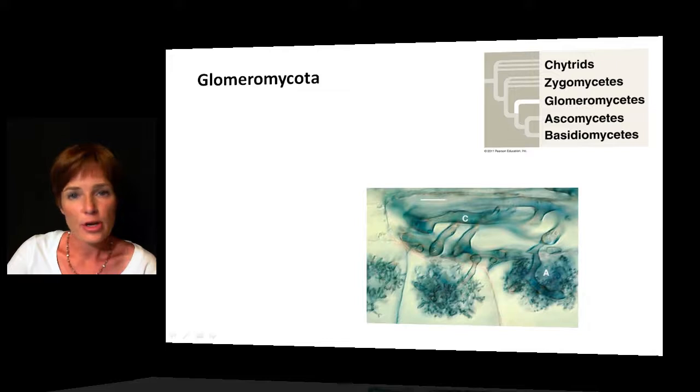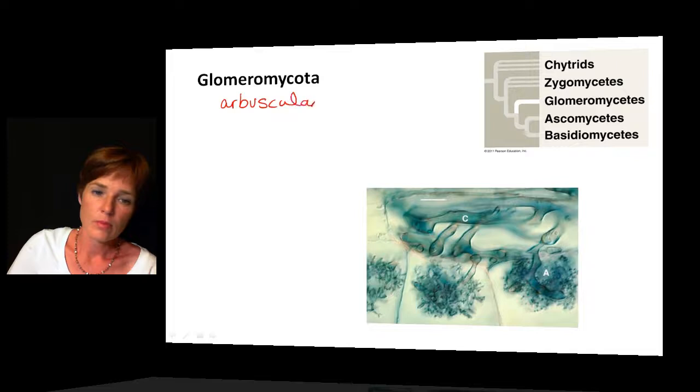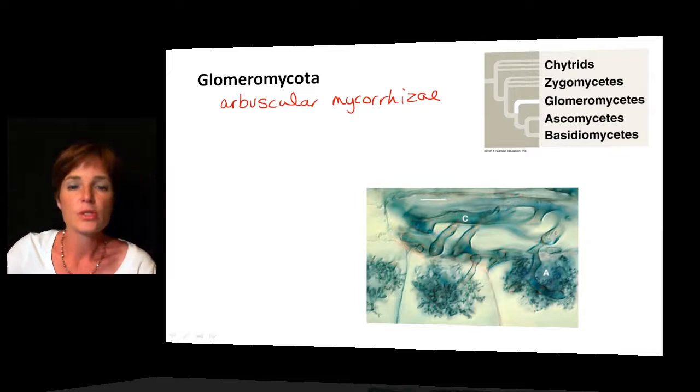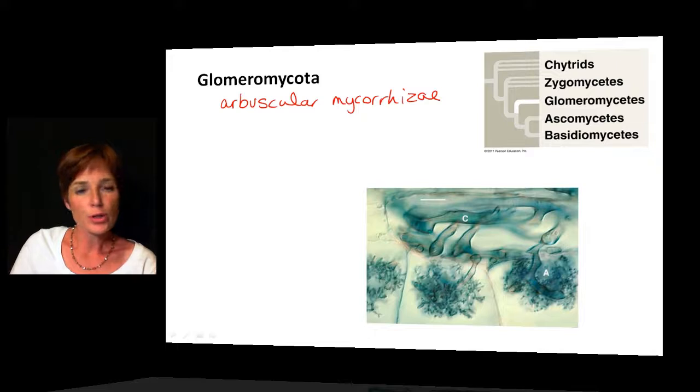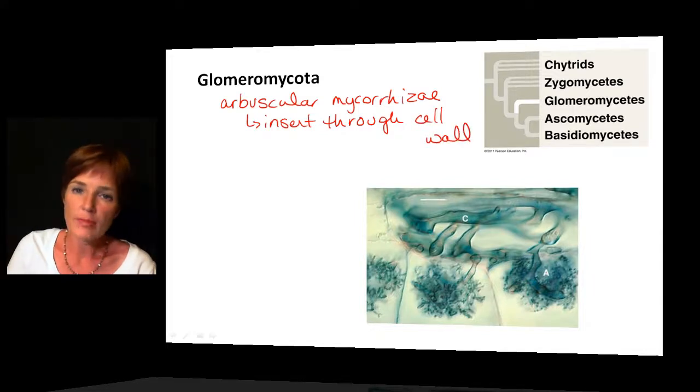The Glomeromycota are very closely related to the Zygomycota. Now, these are mostly known for their role as arbuscular mycorrhizae. So they form relationships with plants. These would be symbiotic relationships. And if you'll recall from earlier in the chapter, the arbuscular mycorrhizae are the ones that insert through the cell wall. So these actually pass through the cell wall of plants, and you can see that in this picture here.